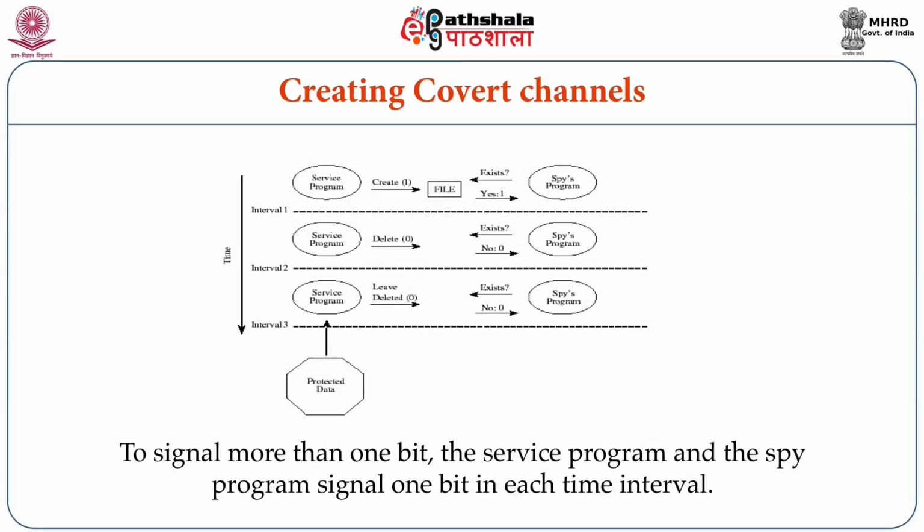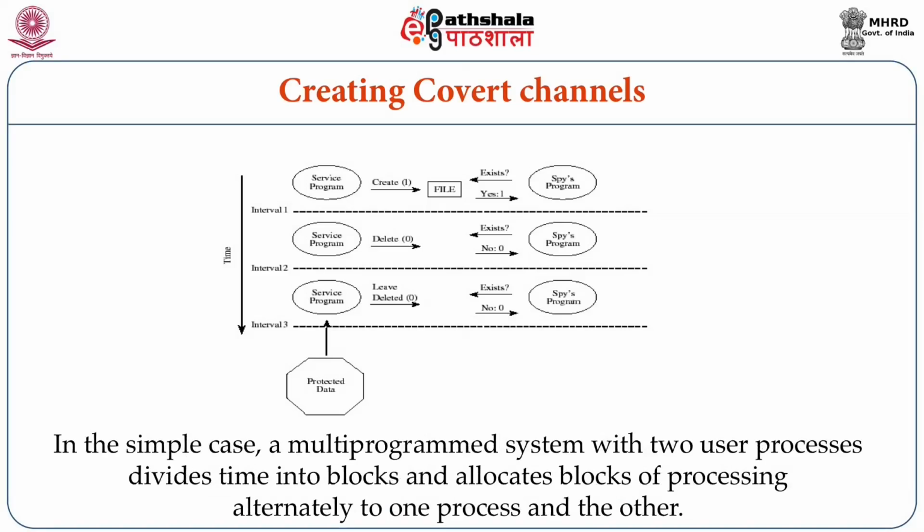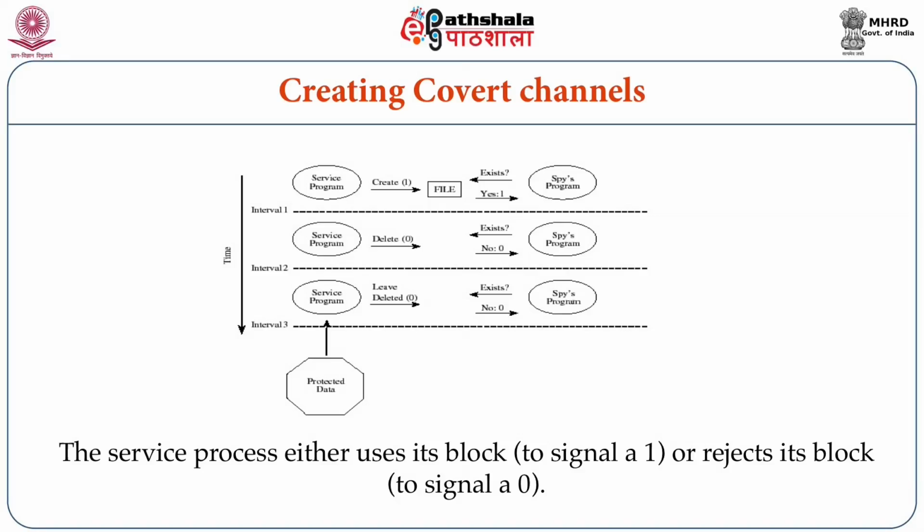To signal more than 1 bit, the service program and spy program signal 1 bit in each time interval. So you can see in time interval 1, time interval 2 and time interval 3, a service program using a timing channel to communicate by using or not using an assigned amount of computing time. A multi-program system with 2 user processes divides time into blocks and allocates blocks of processing alternately to one process and the other. A process is offered processing time, but if the process is waiting for another event to occur and has no processing to do, it rejects the offer. The service process either uses its block to signal 1 or rejects by signaling 0.